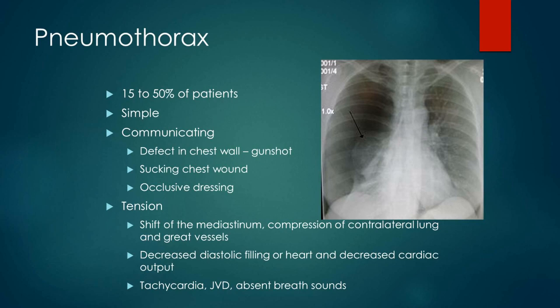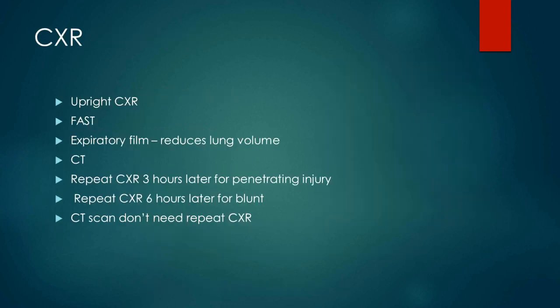Those require occlusive dressings followed by chest tube placement. And then there's tension pneumothorax, which is where you're getting shifting of the mediastinum with compression of the contralateral lung and great vessels. This decreases diastolic filling and decreases cardiac output and can cause cardiac arrest. Chest x-ray, you want to get an upright chest x-ray on it. You can do an EFAST exam. You can do an expiratory chest x-ray, which reduces the lung volume, may help you see a pneumothorax that's there. CT is gold standard.